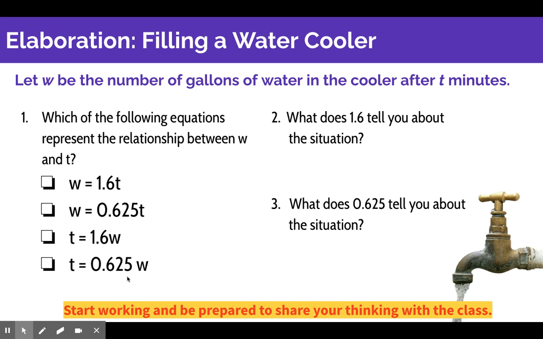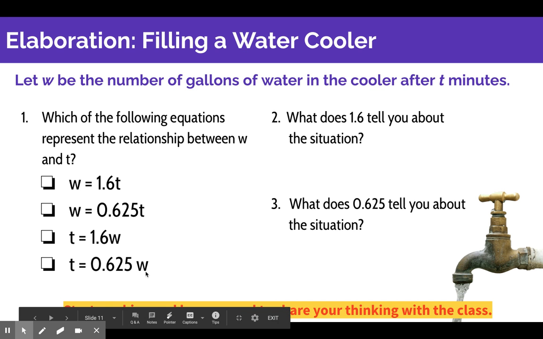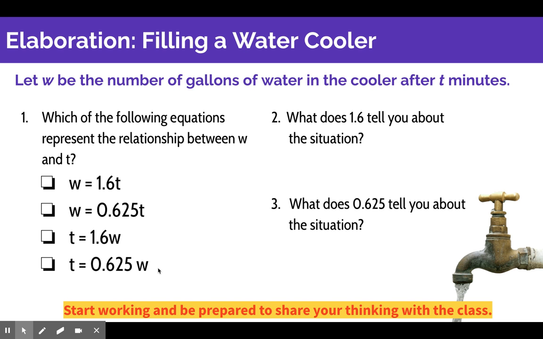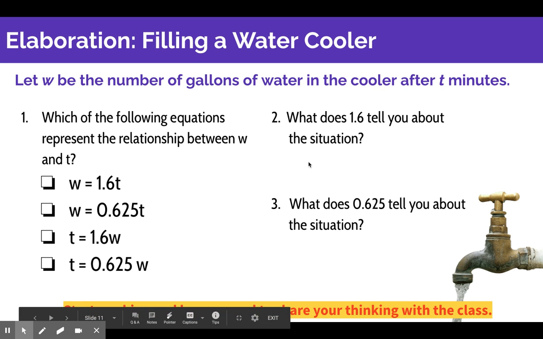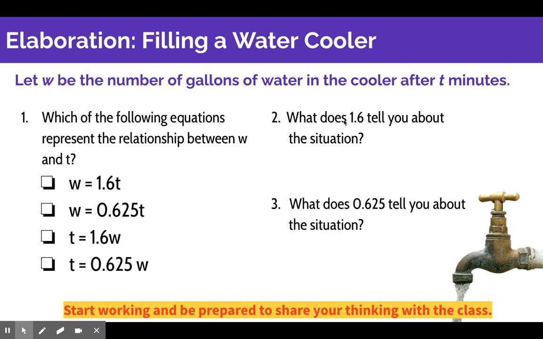Okay. Number 2 says, what does 1.6 tell you about the situation? So 1.6 tells you that water is flowing at 1.6 gallons per minute. Again, we wanted to do that division of 8 gallons over 5 minutes, and I divided to get the unit rate, or the constant of proportionality. When you divide 8 over 5, you get 1.6. And once again, 1.6 tells you the water is flowing at 1.6 gallons per minute.